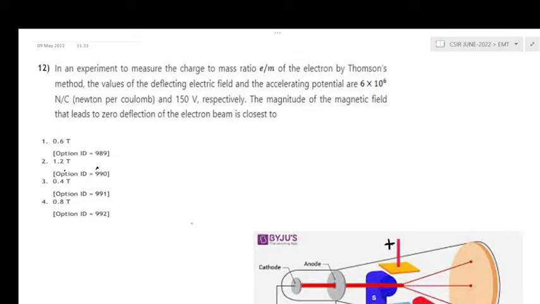Hello everyone. Let's solve one question. The question is: in an experiment to measure the charge to mass ratio of the electron by Thomson method, the value of the deflecting electric field and the accelerating potential is this much. Then the magnitude of magnetic field that leads to zero deflection of the electron beam is closest to how much? Do you know the J.J. Thomson method experiment?